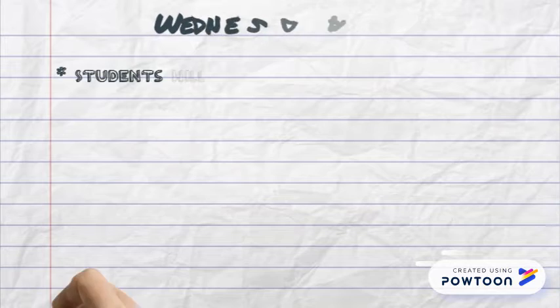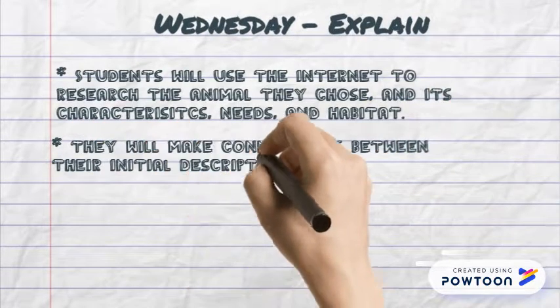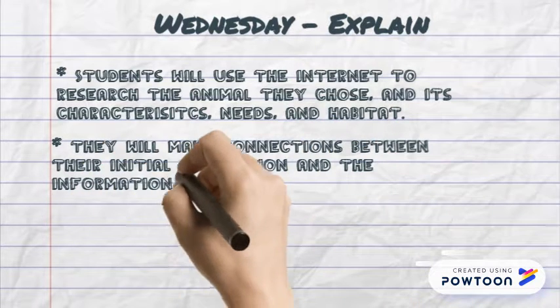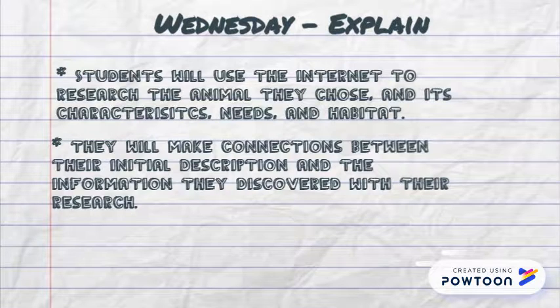Wednesday, Explain. Students will use the internet to research the animal they chose and its characteristics, needs, and habitat. They will make connections between their initial description and the information they discovered with their research.